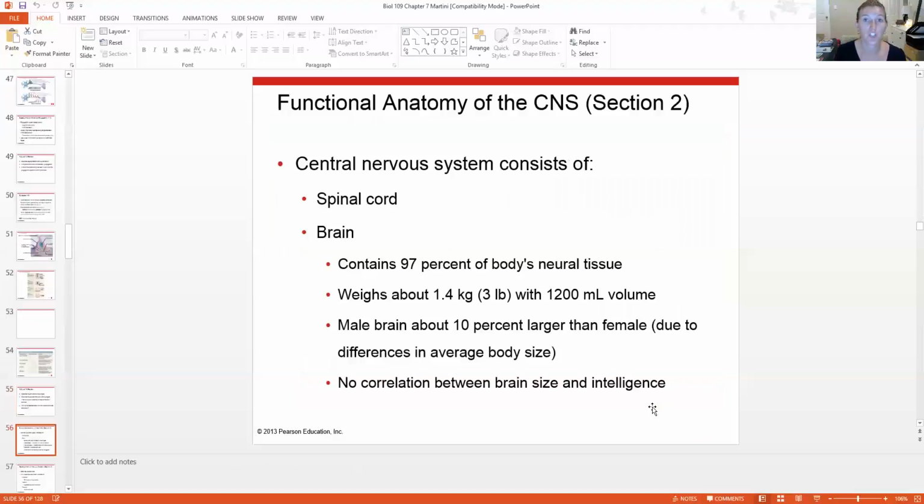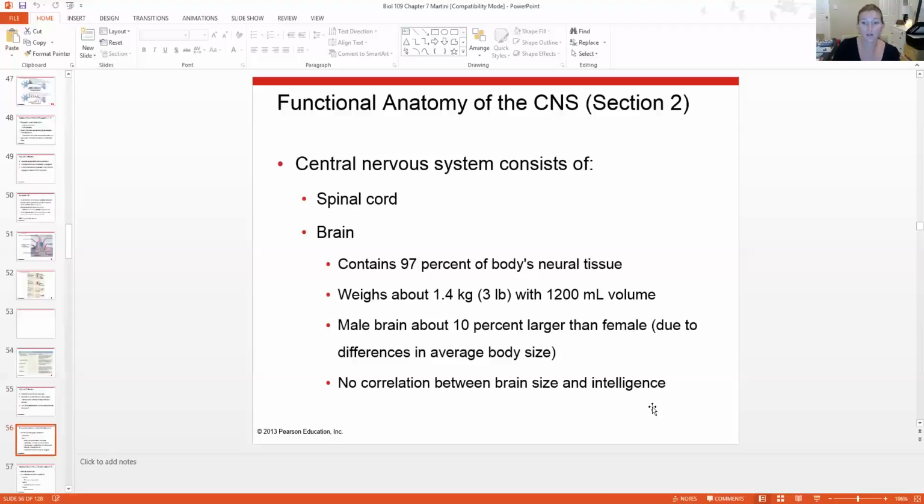Let's talk about the functional anatomy. So we were just talking about the microscopic physiology, the cells, etc. Let's talk big picture now. Let's get into the brain and spinal cord. Our spinal cord and our brain, this is the majority of the nervous tissue in our body. The brain's carrying 97% of the nervous tissue. So it's mostly up there.